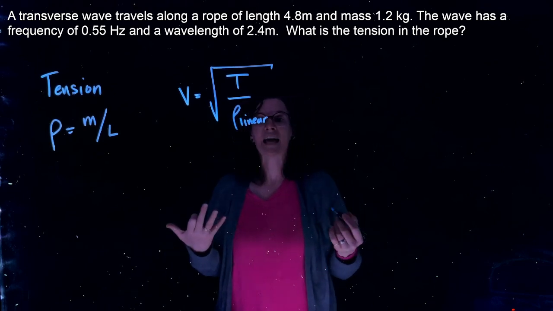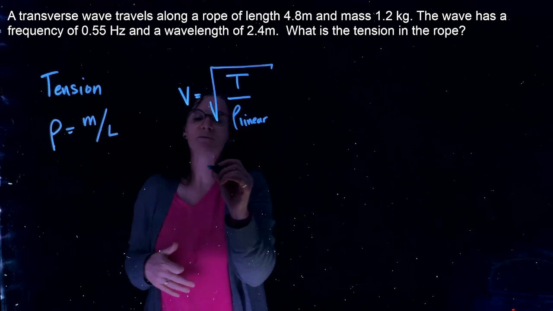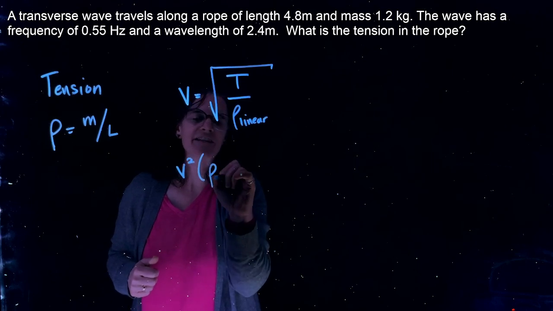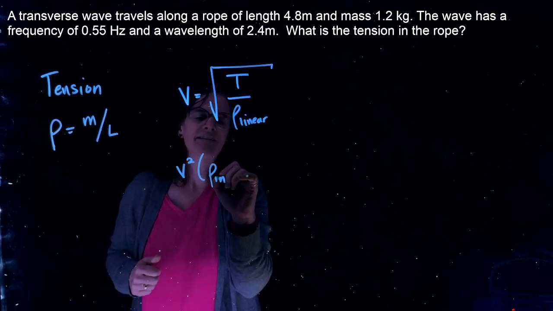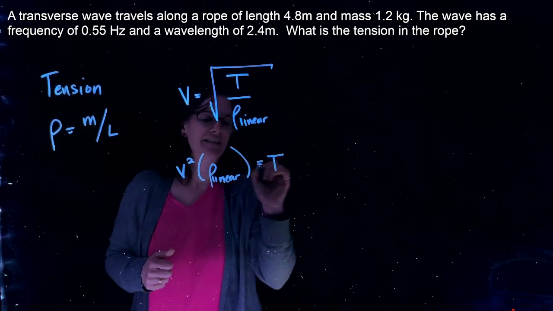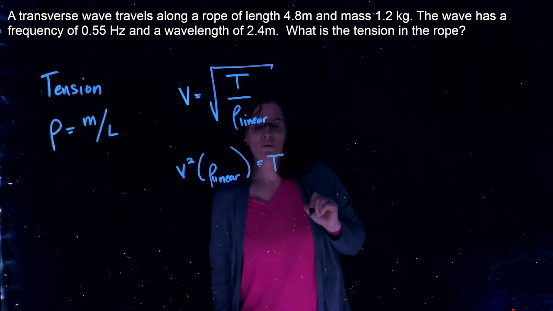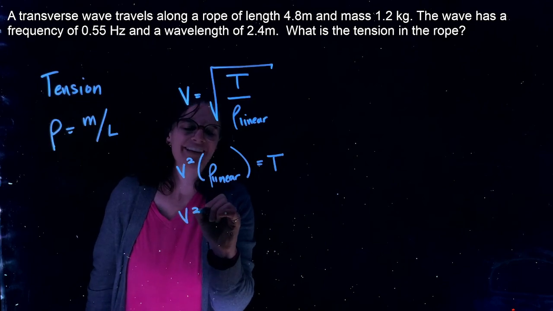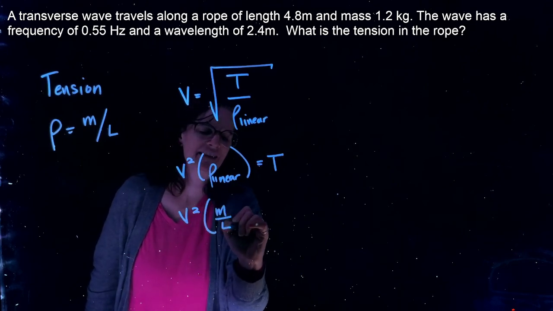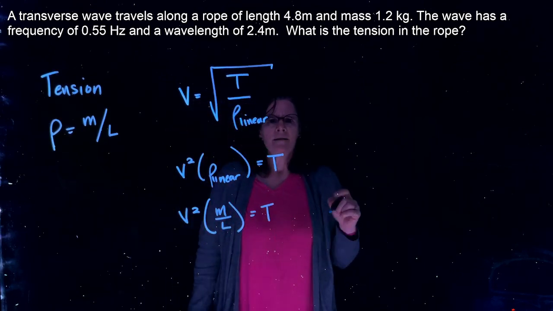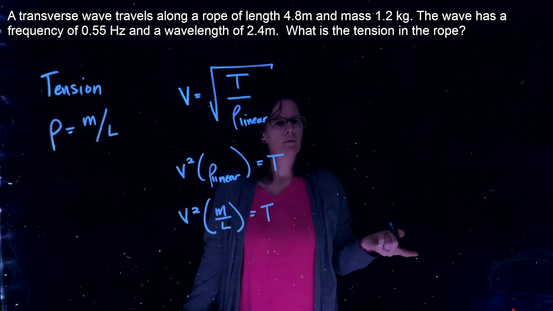If I want to know the tension, then I can solve this relationship for tension, and I get the velocity squared times the linear density is going to give me the tension. The linear density is the mass per length. So I need to know what the velocity of the wave is.